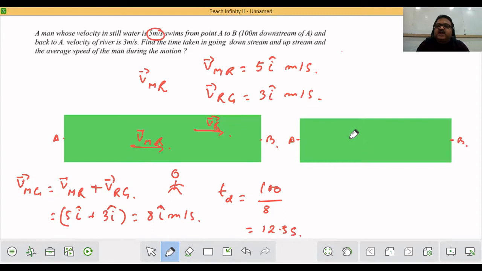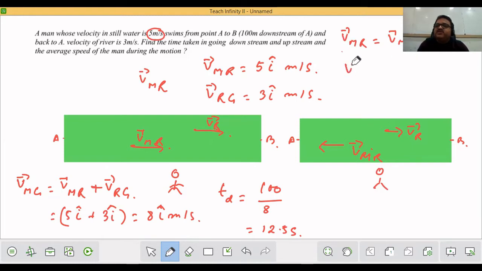So look, in this case, what is happening? The river is flowing along this direction. Velocity of the river is this. But the velocity of the man with respect to the river is along this direction, opposite to this. So to an observer standing outside, what is the velocity of the man? Velocity of the man with respect to the river is equal to velocity of the man with respect to the ground minus velocity of the river with respect to the ground.